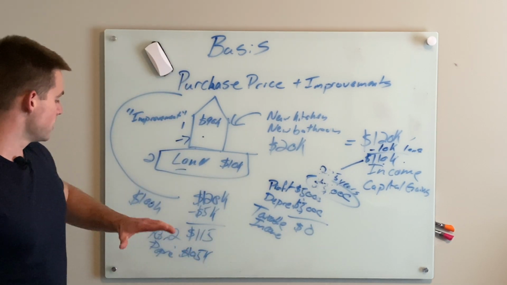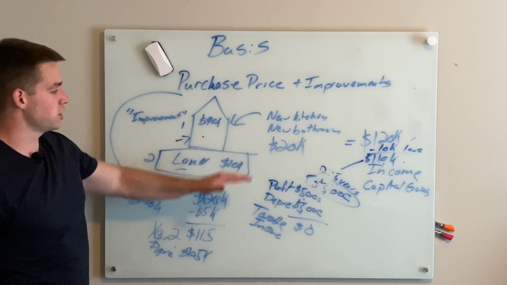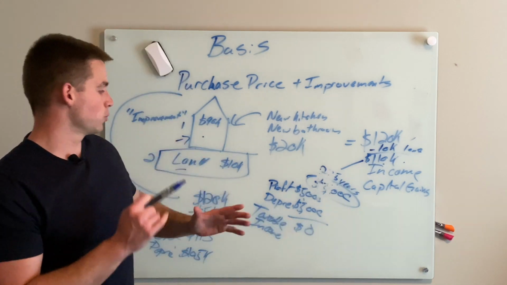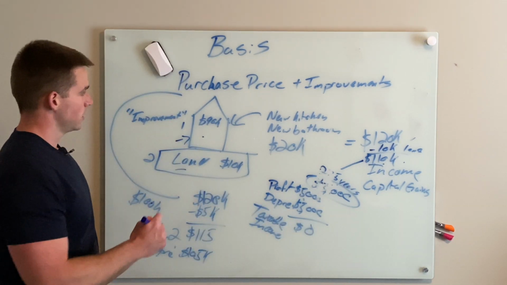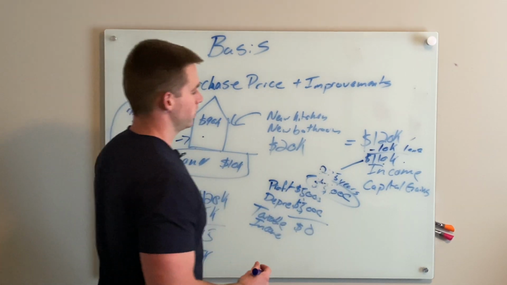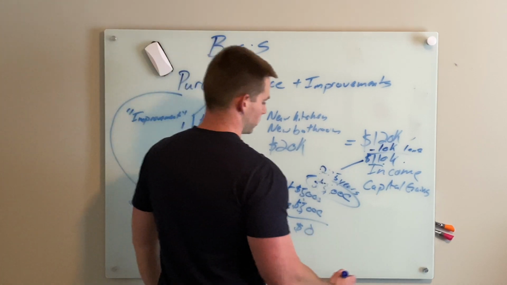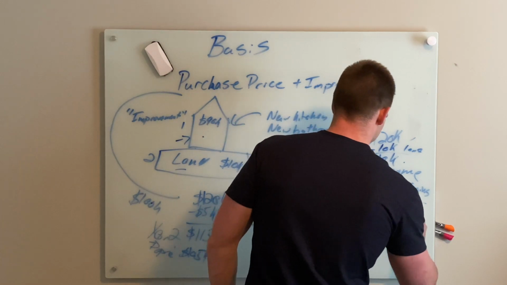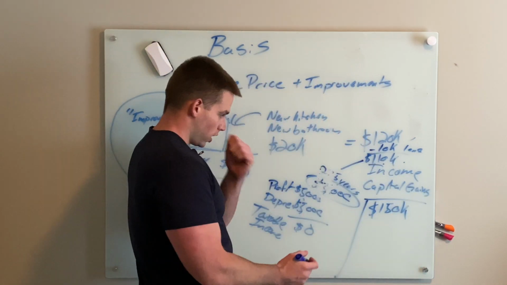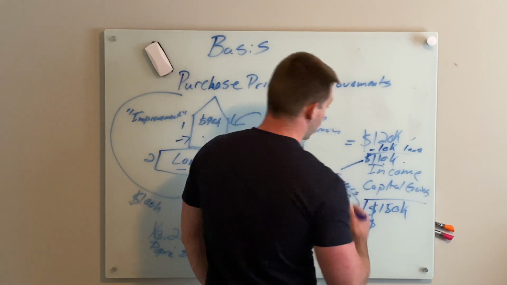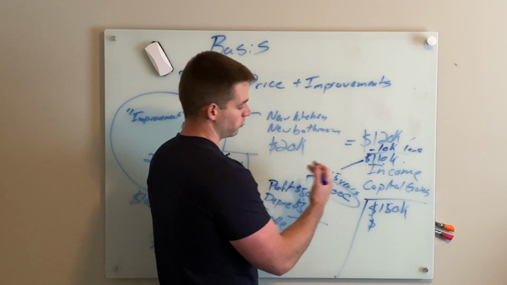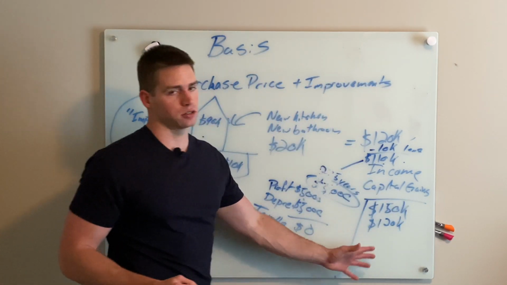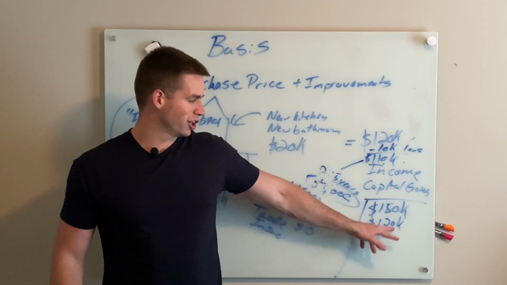Okay, so now that I have this information, I understand how basis works. Here's what's important to know on the sales side. If I'm going to sell this property, and let's say I'm going to sell it for $150,000 in year two, well, I know I bought it for $100,000 plus the $20,000 of improvement, so $120,000. Most people look at this and say, I made a $30,000 profit, right? Because I'm all in at $120,000.